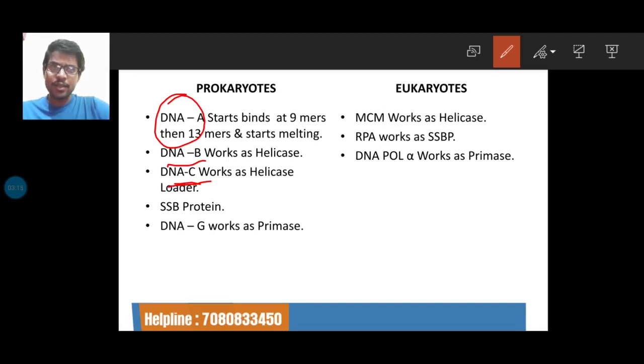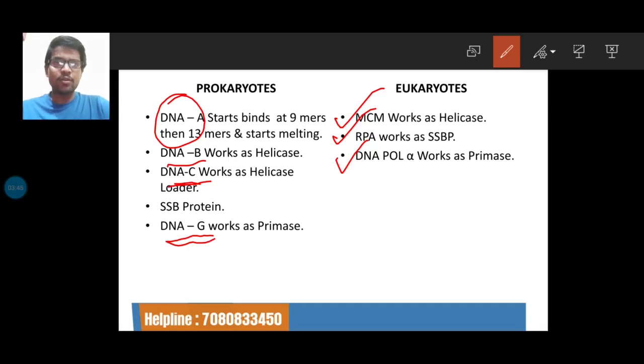Now here we will learn about the same process in eukaryotes. In case of eukaryotes, MCM works as a helicase, RPA or replication protein A works as an SSBP, meaning single stranded binding protein, and DNA polymerase alpha works as a primase. So in eukaryotes, the RNA primer is synthesized by DNA polymerase alpha, and in prokaryotes, the RNA primer is synthesized by DnaG protein. Okay, it's clear, the differences between the initiation of prokaryotes and eukaryotes.